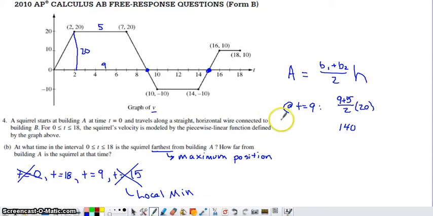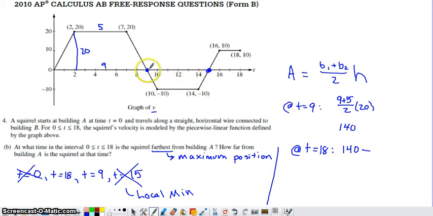Now if we wish to find what the squirrel's position is at t equals 18, we're going to have to be a little bit more careful. We know that its position at t equals 9 is 140 feet from the top of building A, and then the squirrel goes backwards for the next 6 seconds, 6 minutes, whatever the units of time are. So from t equals 9 to t equals 15, the squirrel is moving back toward building A. We're going to have to subtract that off of this 140, and the distance that the squirrel has gone backwards is whatever the area of this trapezoid is.